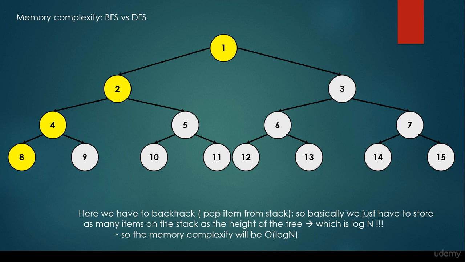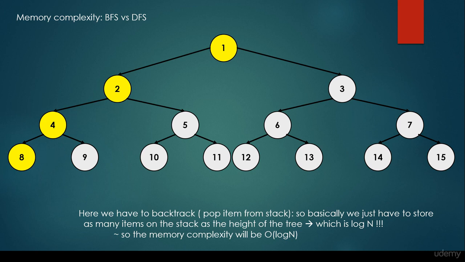So if we store 100 items, then the height will be logarithm 100, and basically the memory complexity will be O(log n). And that's why depth-first search is preferred when we just have to traverse the tree-like structure or the given graph. Then depth-first search is going to be memory friendly in the sense that we have to store O(log n) items in memory instead of O(n).